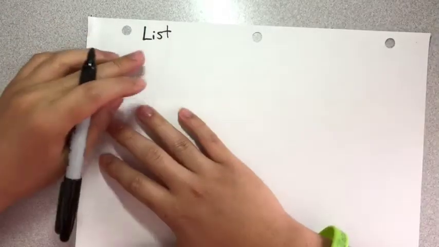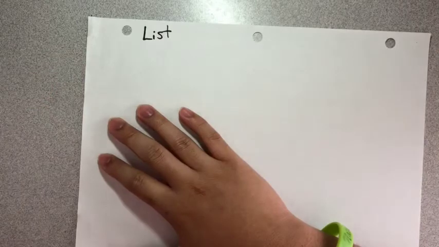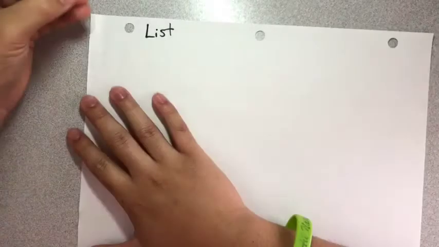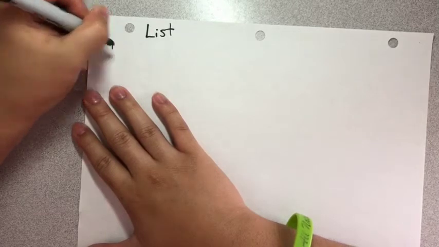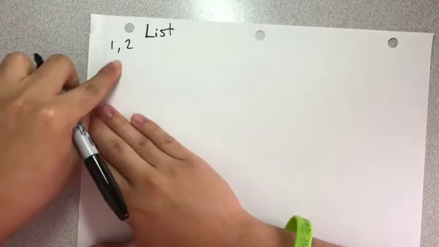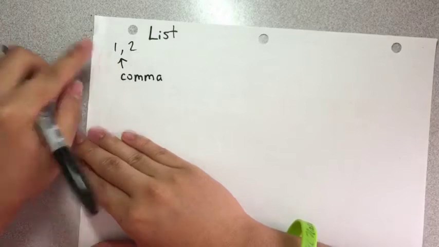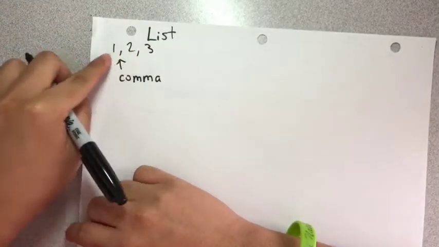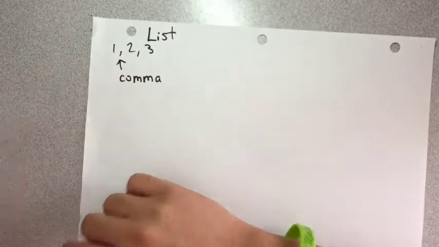Alright, so let's talk about lists. A list is a lot of things you need, maybe to go shopping, maybe you need something when you go shopping. So how do we make a list? Like this. We use a comma. This is called a comma between every item. So between these numbers, there are commas.